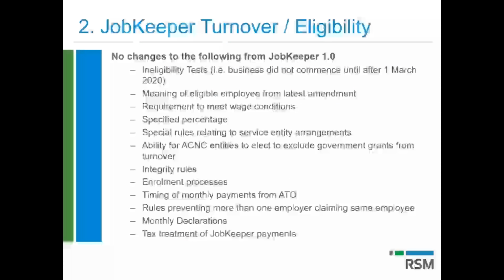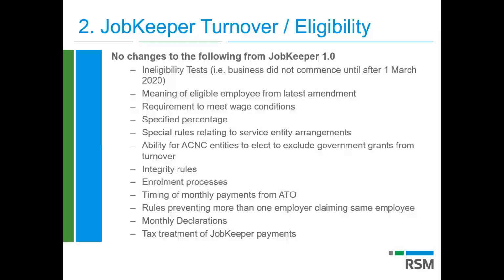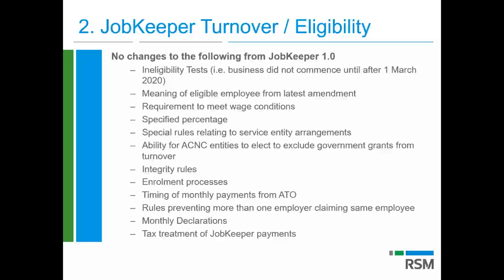So the next thing we look at is what really hasn't changed from JobKeeper 1. We still have the ineligibility tests. So a business that did not commence until after the 1st of March remains ineligible. We also have the same meaning of eligible employee. Now this is from the latest amendment, which came in with effect from the JobKeeper fortnights in August and was changed from the original rules, which specified employees must have been employed by the 1st of March, and changed that date to the 1st of July 2020.